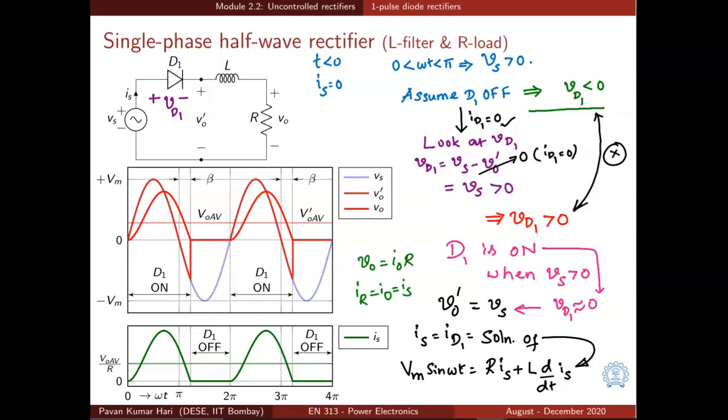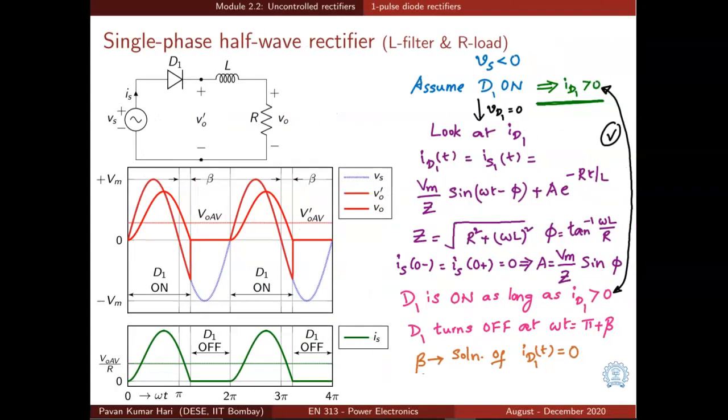What happens at omega t equal to pi? The source voltage Vs becomes negative. When Vs becomes negative, let us assume that D1 continues to be on like we did before. If D1 continues to be on, we need to make sure that the current through the diode is positive, because the diode cannot carry negative current. That is the inference from the assumed state shown in green color here. Since we have assumed the diode is on, VD1 is of course 0.